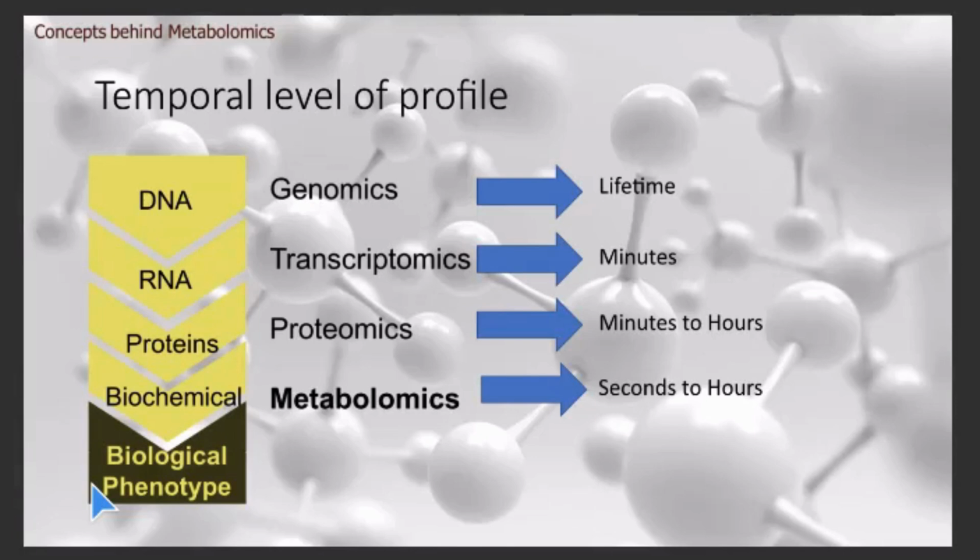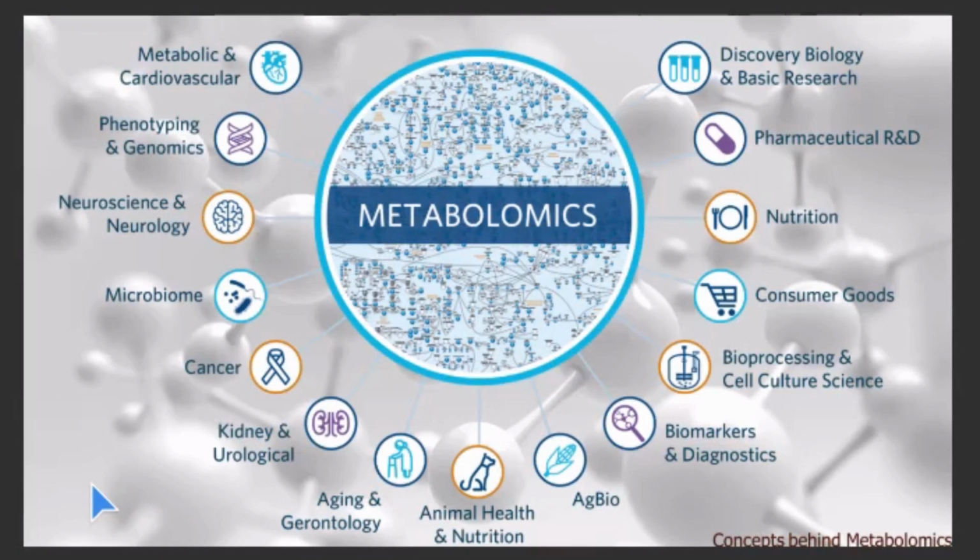The omics also answer questions at different levels. So genomics is basically all you can do in a lifetime. Transcriptomics, transcripts change in minutes. Proteomics, protein levels change usually within minutes to hours. Metabolomics can change in seconds, which is also a challenge as well as an advantage in your study system.